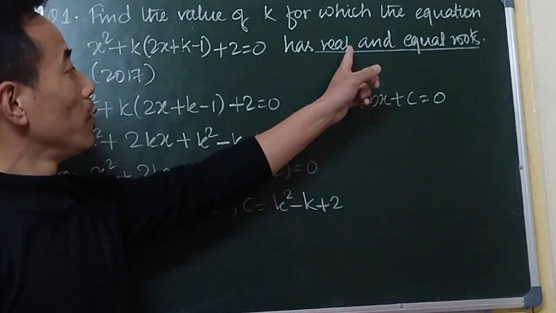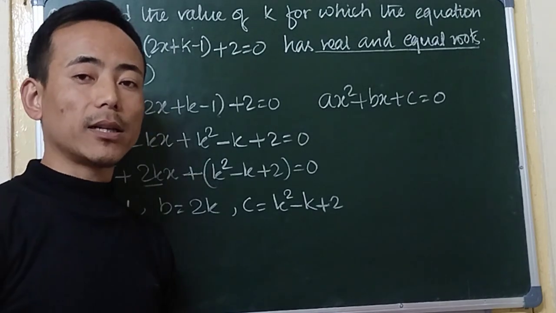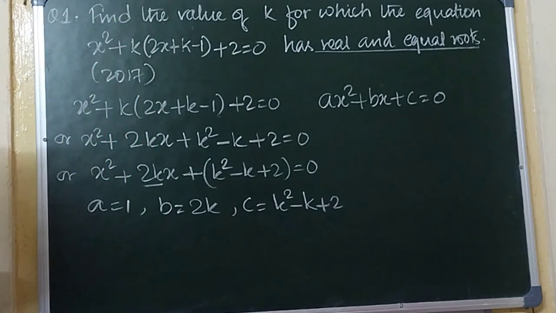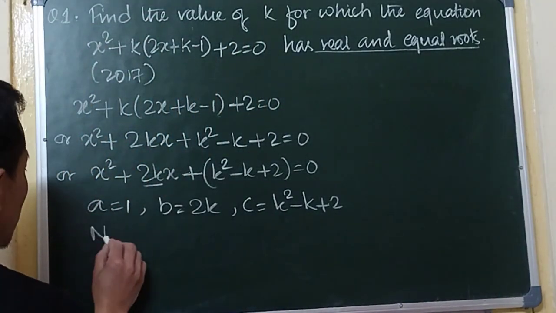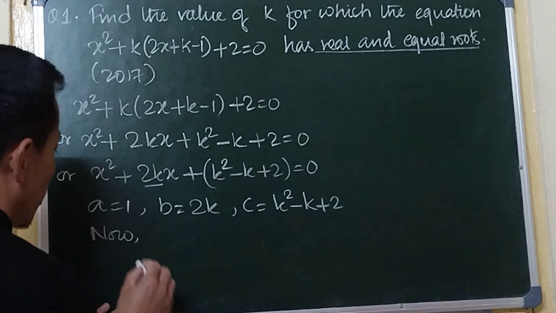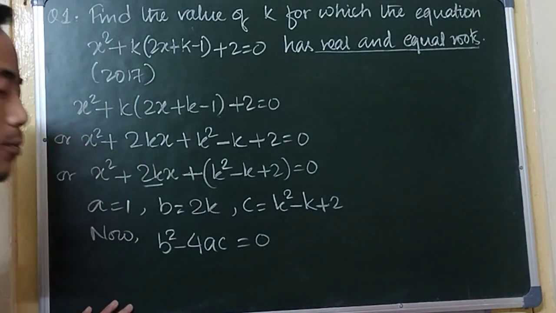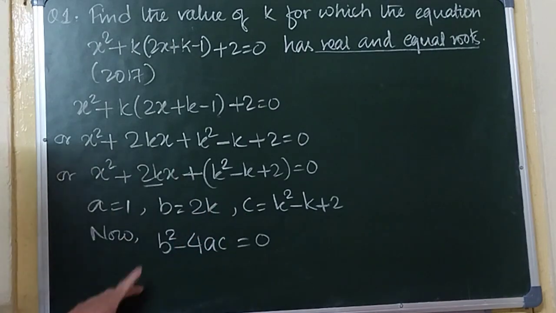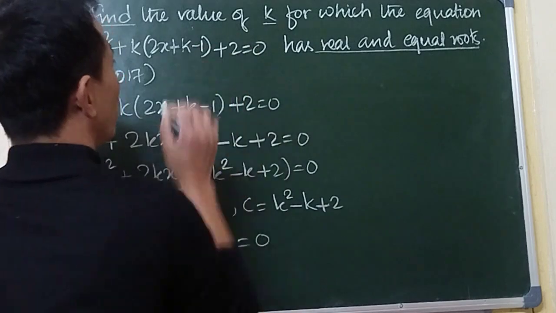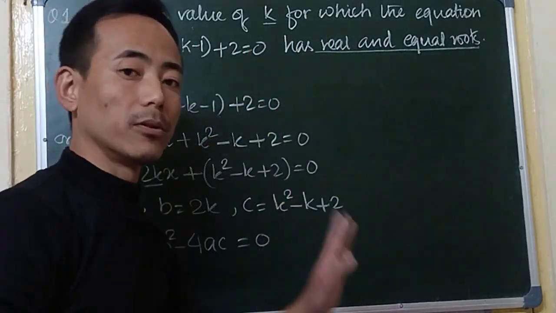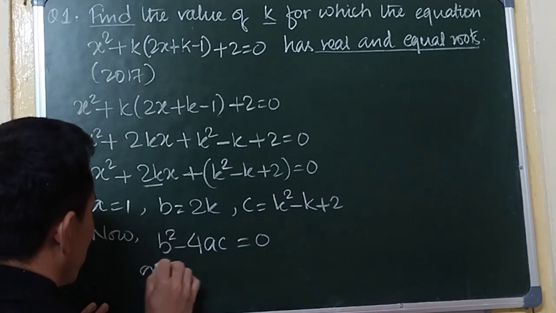Now for real and equal roots, we will take b square minus 4ac equals to 0. That is, the determinant equals to 0. So let's solve that now. Since the question demands real and equal roots, we know b square minus 4ac equals to 0. Now put the values and simplify and obtain the value of k. You have to find the value of k for which this equation has equal and real roots. So we are finding that only. So b square minus 4ac equals to 0 for real and equal roots.